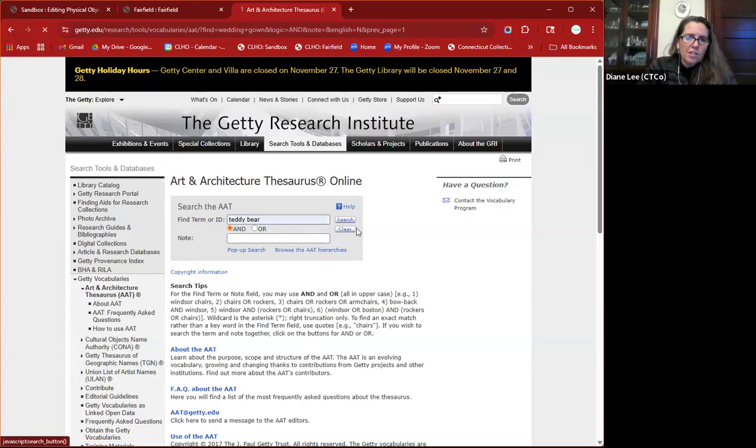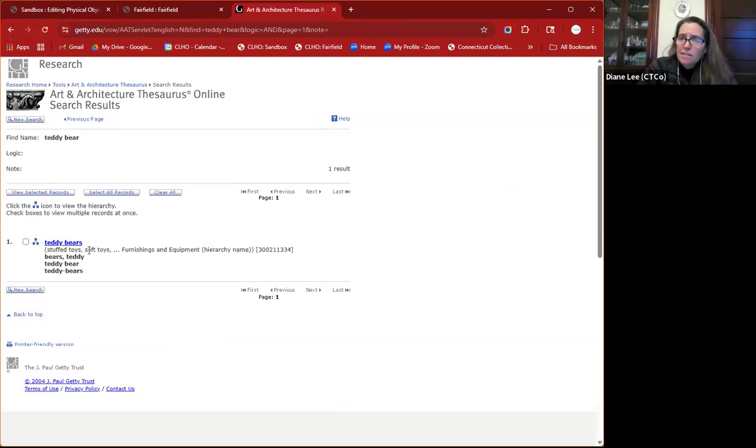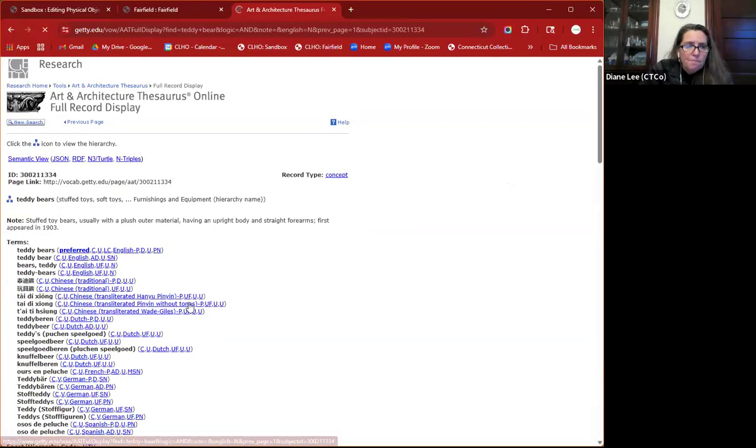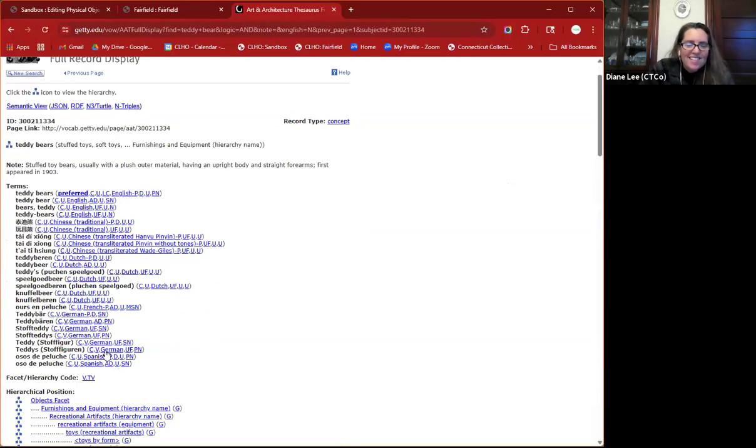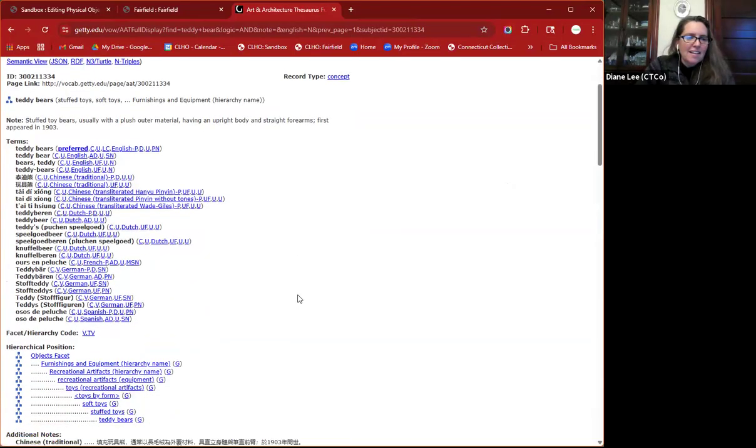So I can put that in search and say, oh, yes, that is a term that they use. A little quick tutorial on Getty. You can click on the link here and it'll go to the definition of what that is. It'll give you all of these names and things for other countries, which are fascinating.